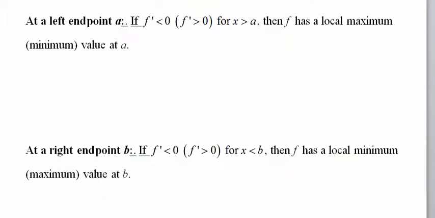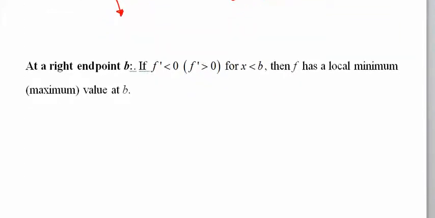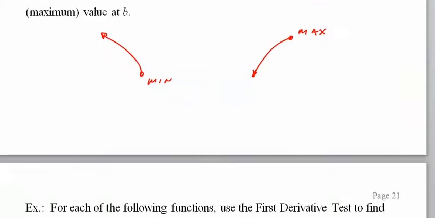And then we have to deal with all the endpoints. We could have a local max. We could have a local min. And the flip side, we could have a local min, or we could have a local max. So we take derivatives. We see what the heck's going on.